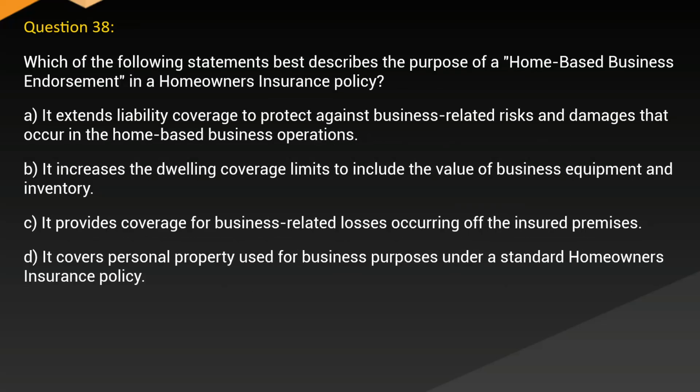Question 38. Which of the following statements best describes the purpose of a home-based business endorsement (ICA) on a homeowners insurance policy? A. It extends liability coverage to protect against business-related risks and damages that occur in the home-based business operations. B. It increases the dwelling coverage limits to include the value of business equipment and inventory. C. It provides coverage for business-related losses occurring off the insured premises. D. It covers personal property used for business purposes under a standard homeowners insurance policy.